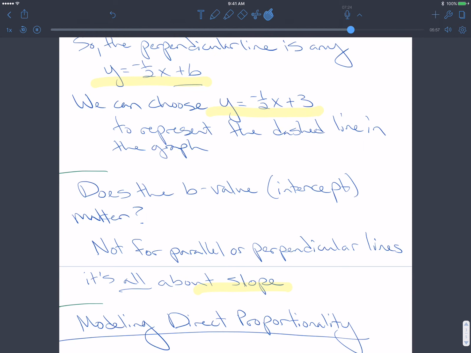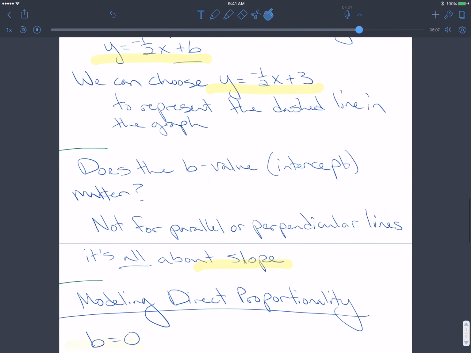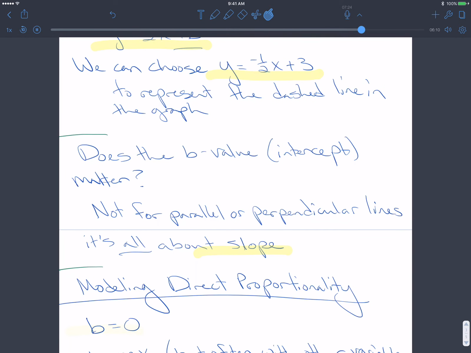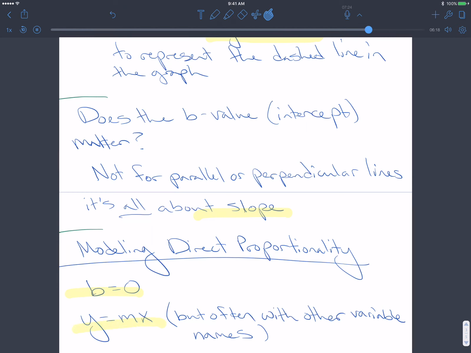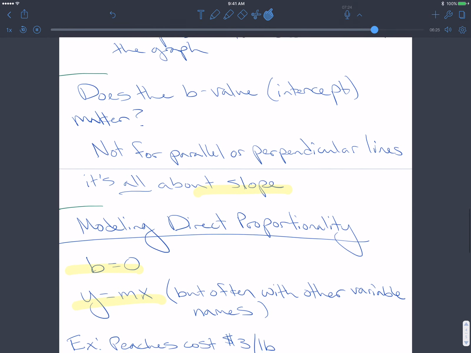We'll do a whole lot more of this hopefully in class so you can solidify it, because I do want you to get comfortable with parallel and perpendicular lines. The last thing is modeling direct proportionality, which I think you will find pretty straightforward. We're finding basically the linear model when b is 0. So all you have to deal with is y equals mx. Oftentimes you'll use other variable names.